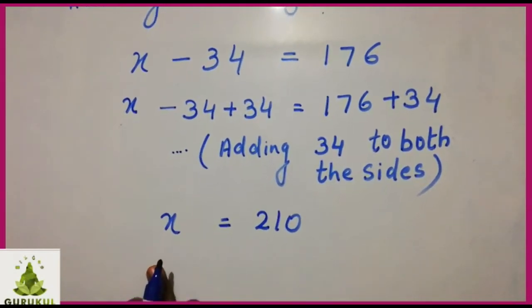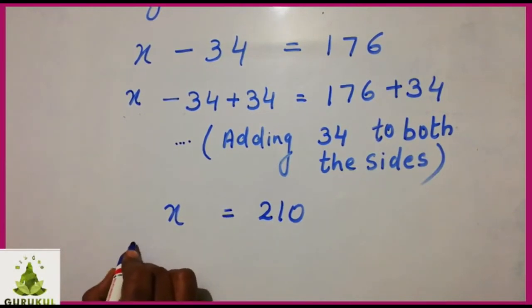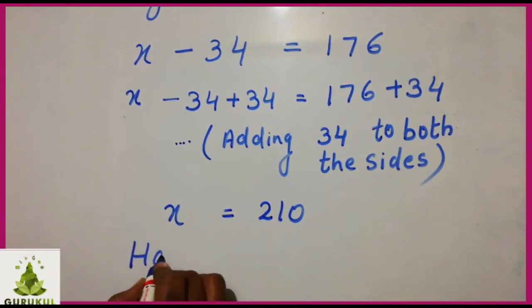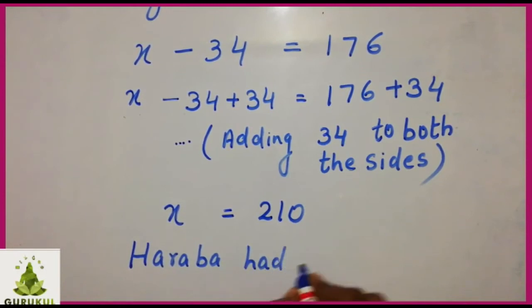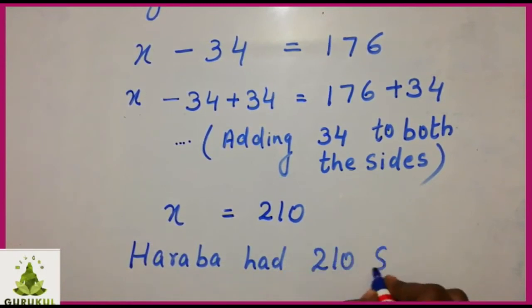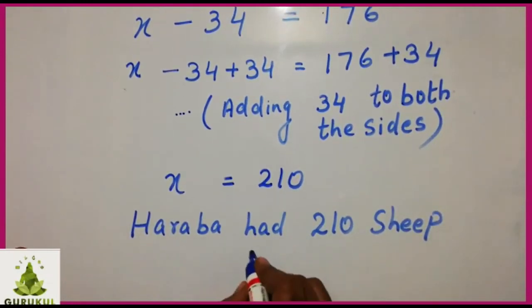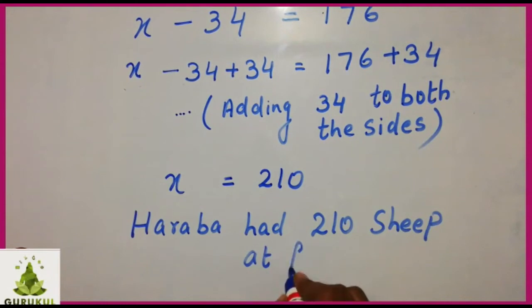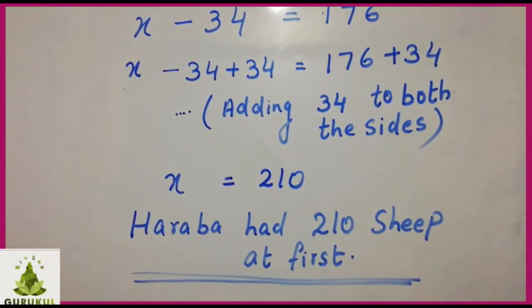What is x? You have taken in the beginning, let the number of sheep with Harba at first be x. That is what we have taken. So the final statement you have to write now: Harba had 210 sheep at first. Is this clear? Had 210 sheep at first. This completes the first answer. So this final statement is compulsory. It will also carry marks. Complete this in your notebook now.